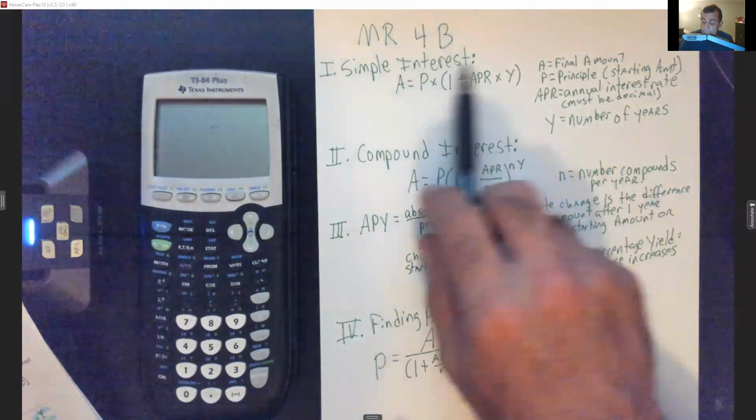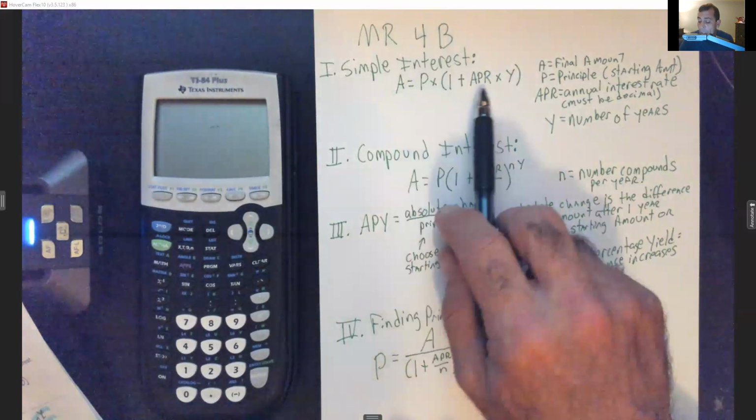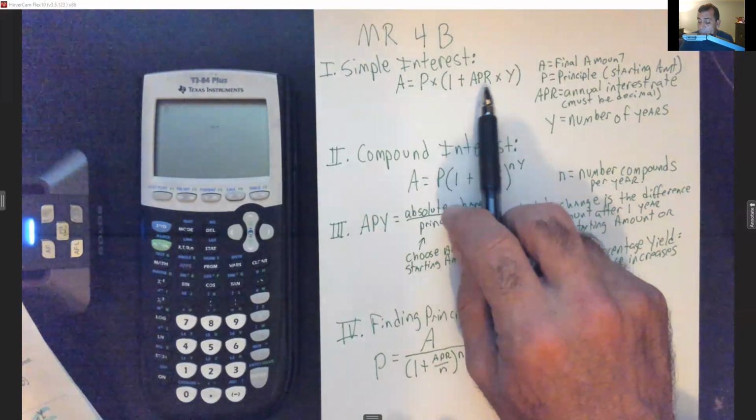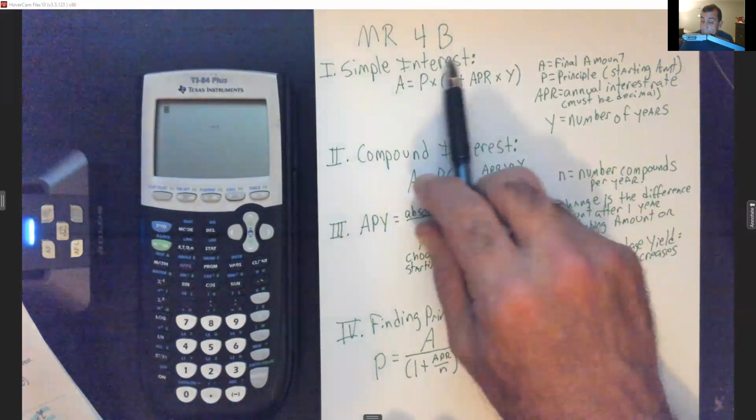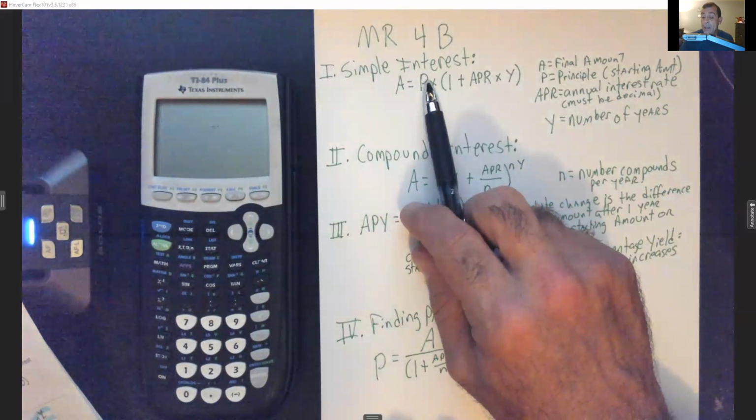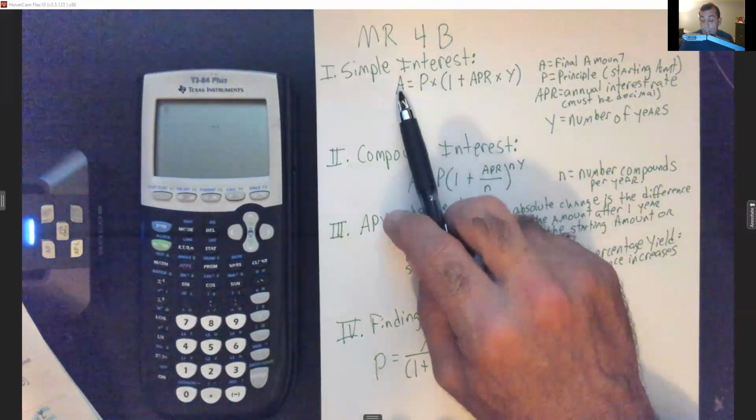So I'd plug all that in, and in this formula, you multiply first, then you add the 1. Then you take that whole amount and multiply by whatever your P is. Doing all that gives you your A.